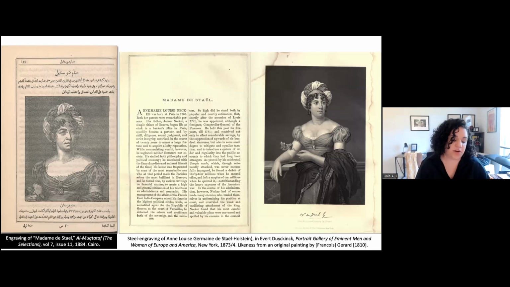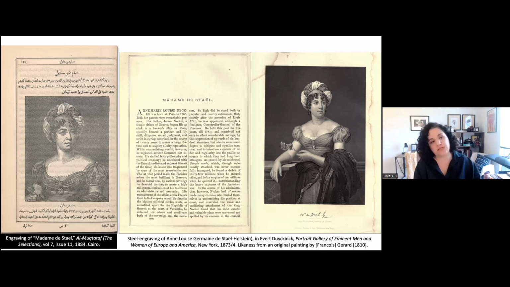There was also an interest in popularizing the value of the fine arts. And I would argue that this is not only seen in articles on the fine arts, but also in the introduction of printed portraiture in these journals. So mass-produced portraits of local and foreign figures from across time become increasingly popular by the late 1800s in these journals. And many of these portraits, like this one of Madame de Staël, were actually copied from steel engravings printed in the US or Europe that themselves were copied from 18th century paintings.